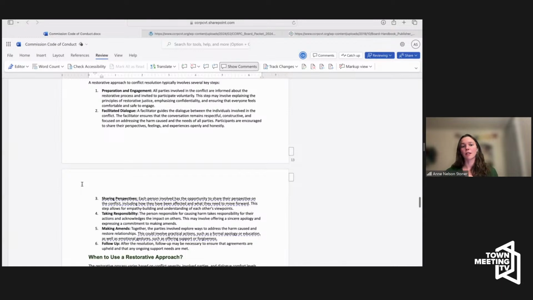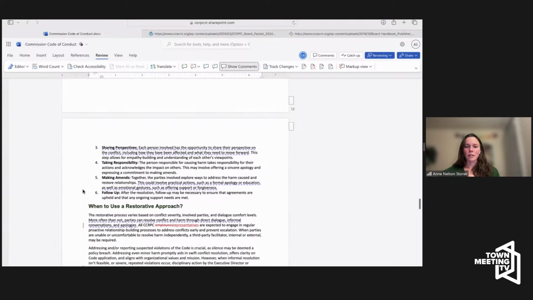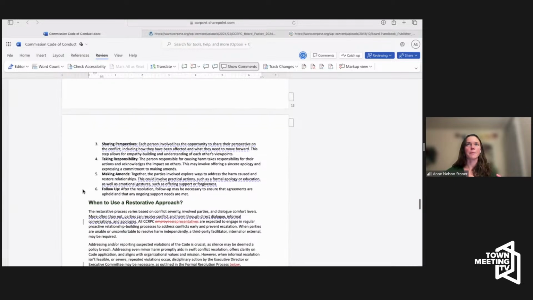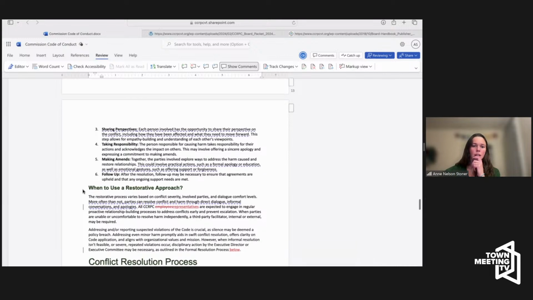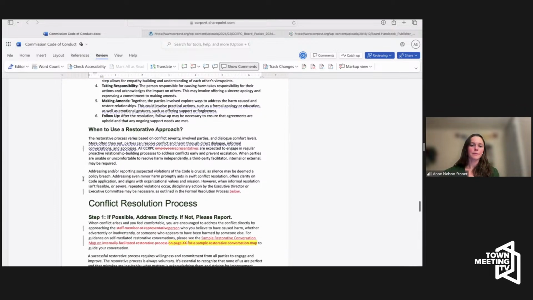If there's a conflict between me and Charlie, it could just involve me and Charlie, or it could involve a third-party facilitator, whether that's a member of the executive committee or somebody we're bringing in externally from the Community Justice Center. In that dialogue, there's a sharing of perspectives, and there are templates for how to walk through this. It does seem forced sometimes, but I do think it's really productive and helpful. There's taking responsibility, making amends, and follow-up.